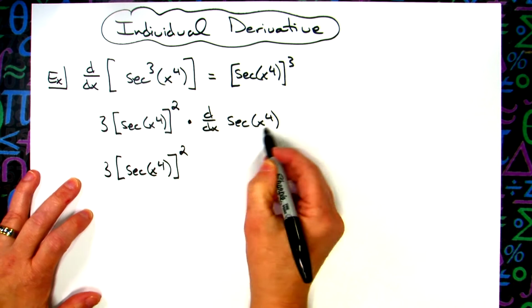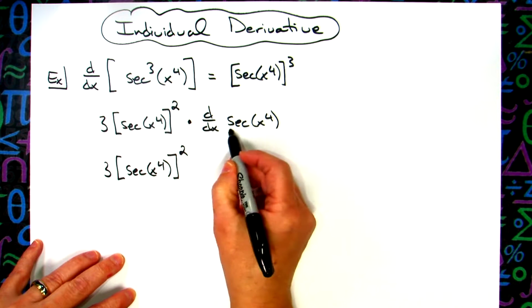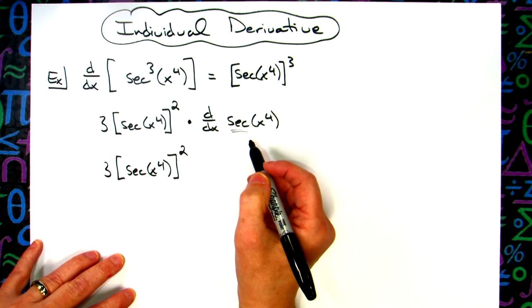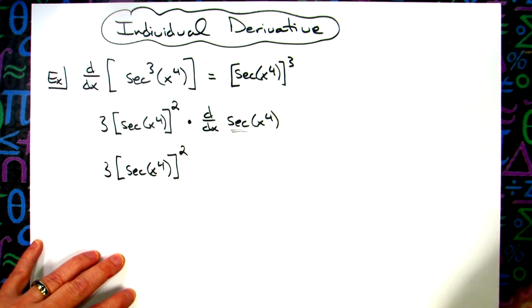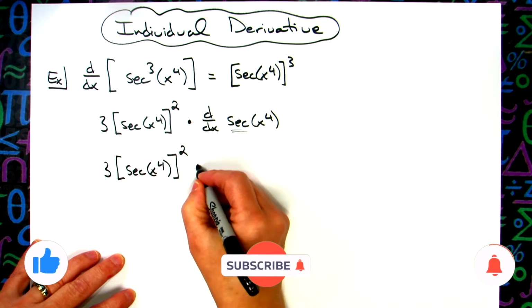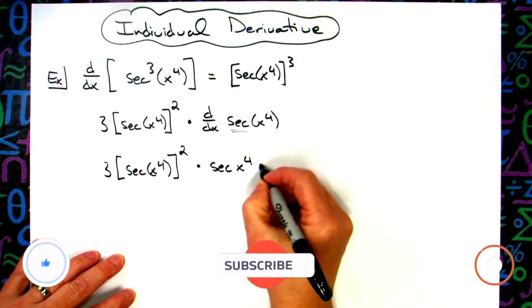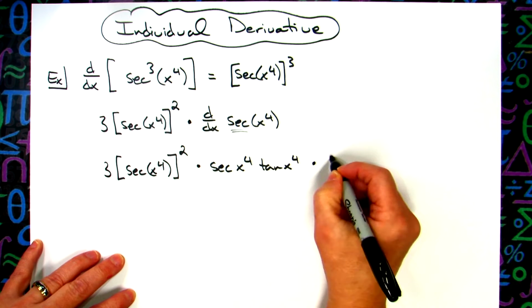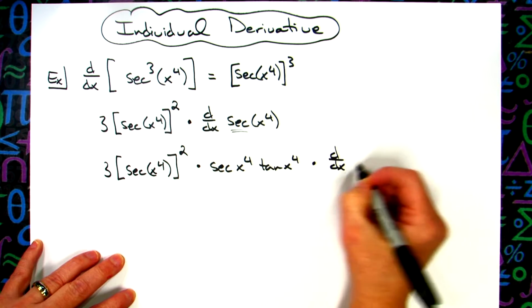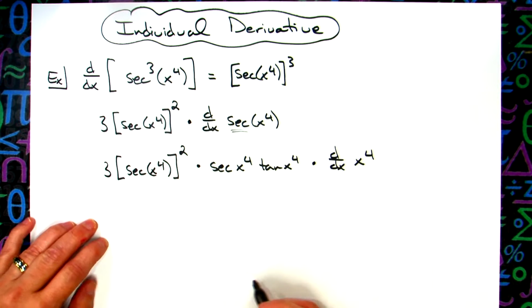All right, now here I've got another chain, so I'm going to take the derivative of the outside function, which is the secant, and then leave the inside alone because that'll be the chain. So we're going to go times secant, leave the inside alone, x to the fourth, tangent x to the fourth. All right, multiply it then by the derivative of the inside function, which is that x to the fourth. So that's our last chain.